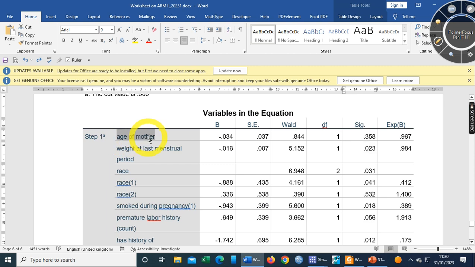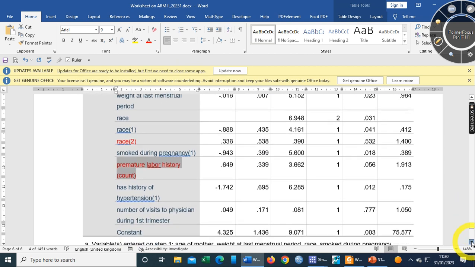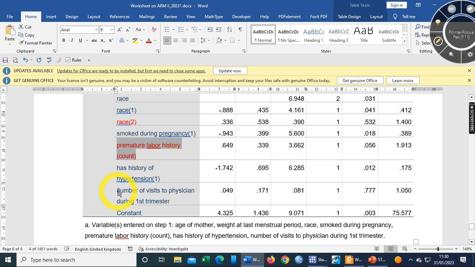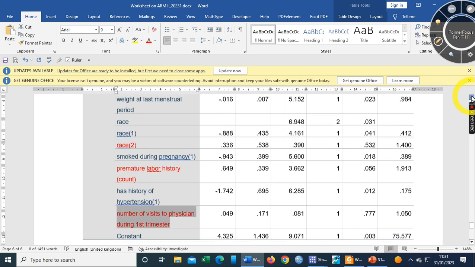Age of mother is statistically insignificant. Race 2, meaning black, is statistically insignificant. Premature labor history is statistically insignificant. Number of visits to physicians during the first trimester is also statistically insignificant.